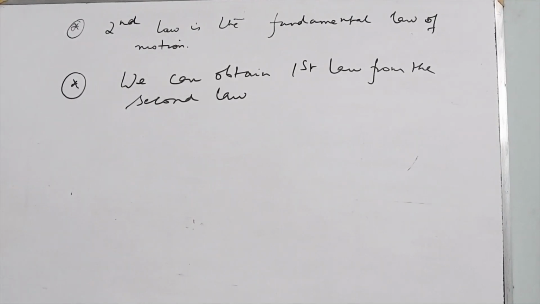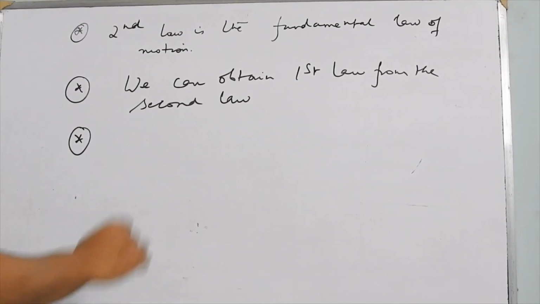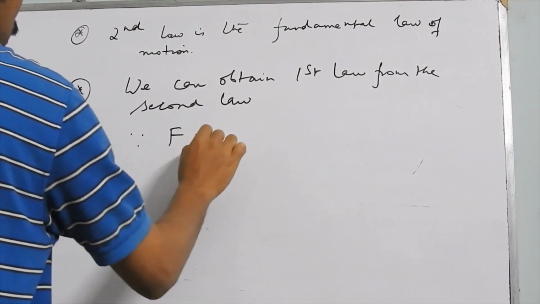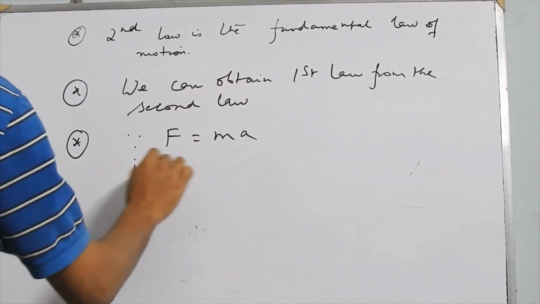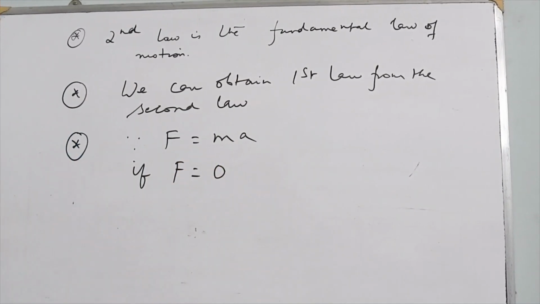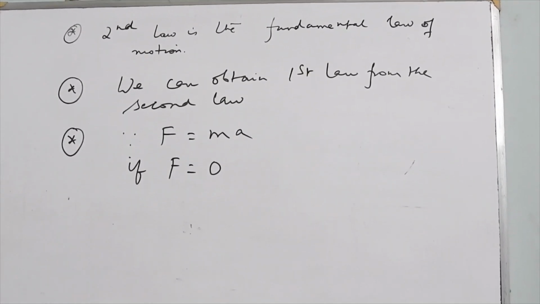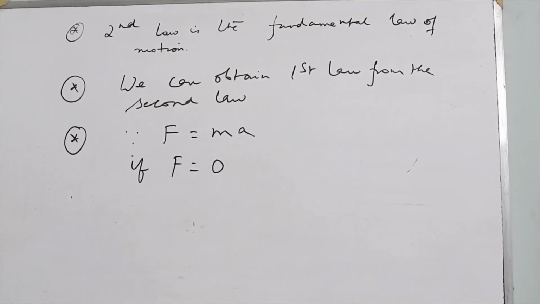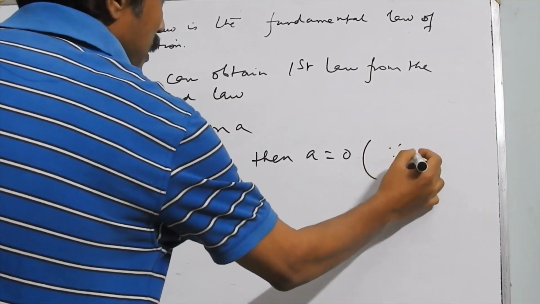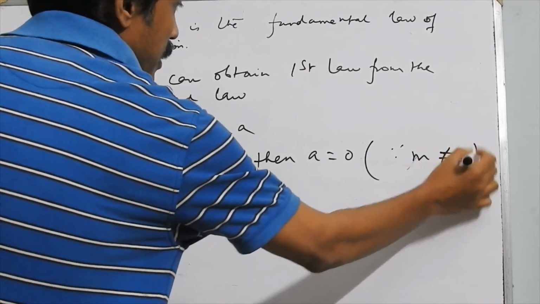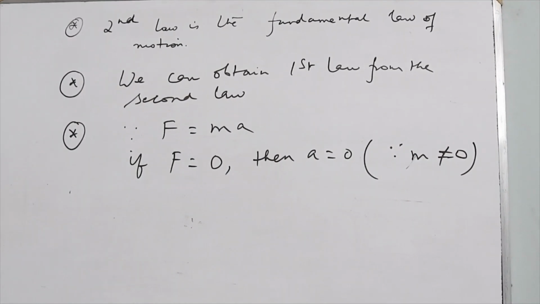So, if you look at the statement of Newton's second law, since force is equal to mass into acceleration, provided the mass is constant, if the force acting on a body is zero, or if the sum of all forces acting on a body is collectively zero, then obviously acceleration is zero, since mass is not equal to zero, because you cannot have any object with no mass at all. So if F equal to 0, then a equal to 0.